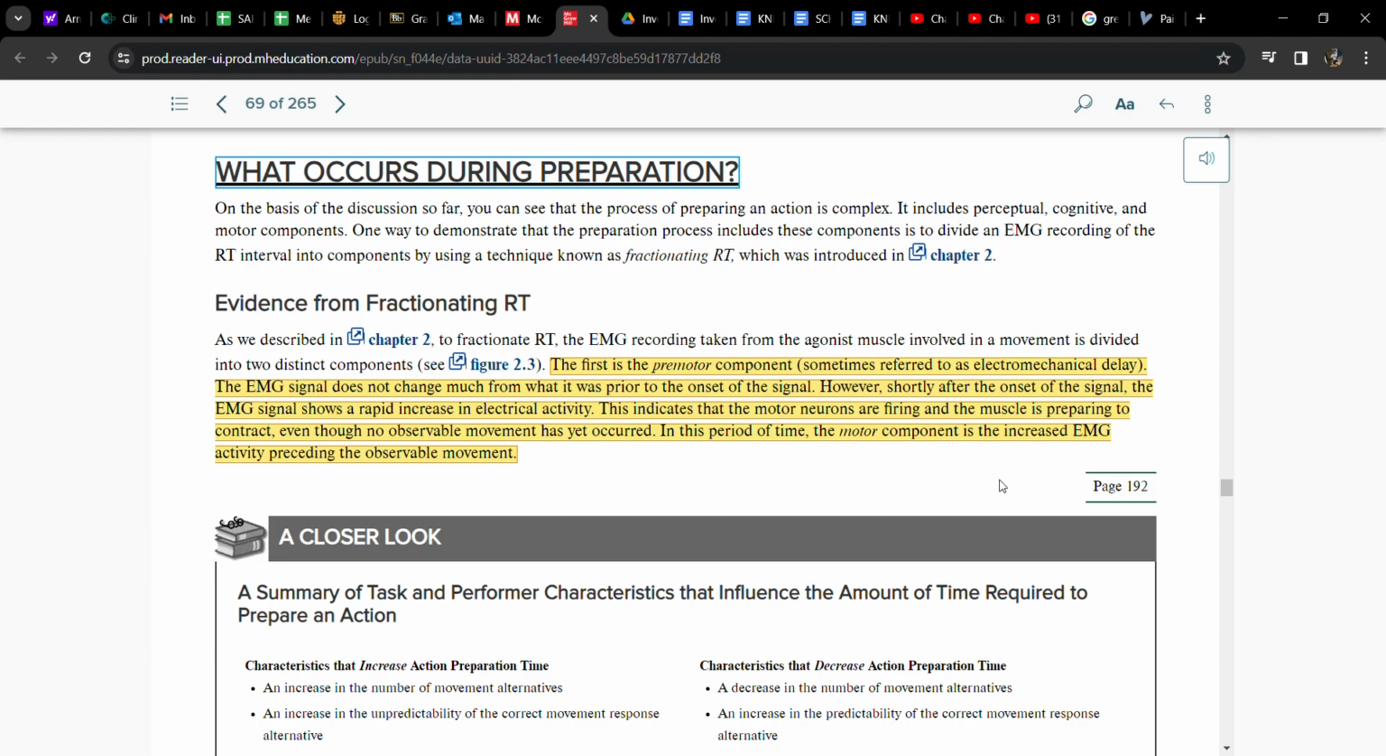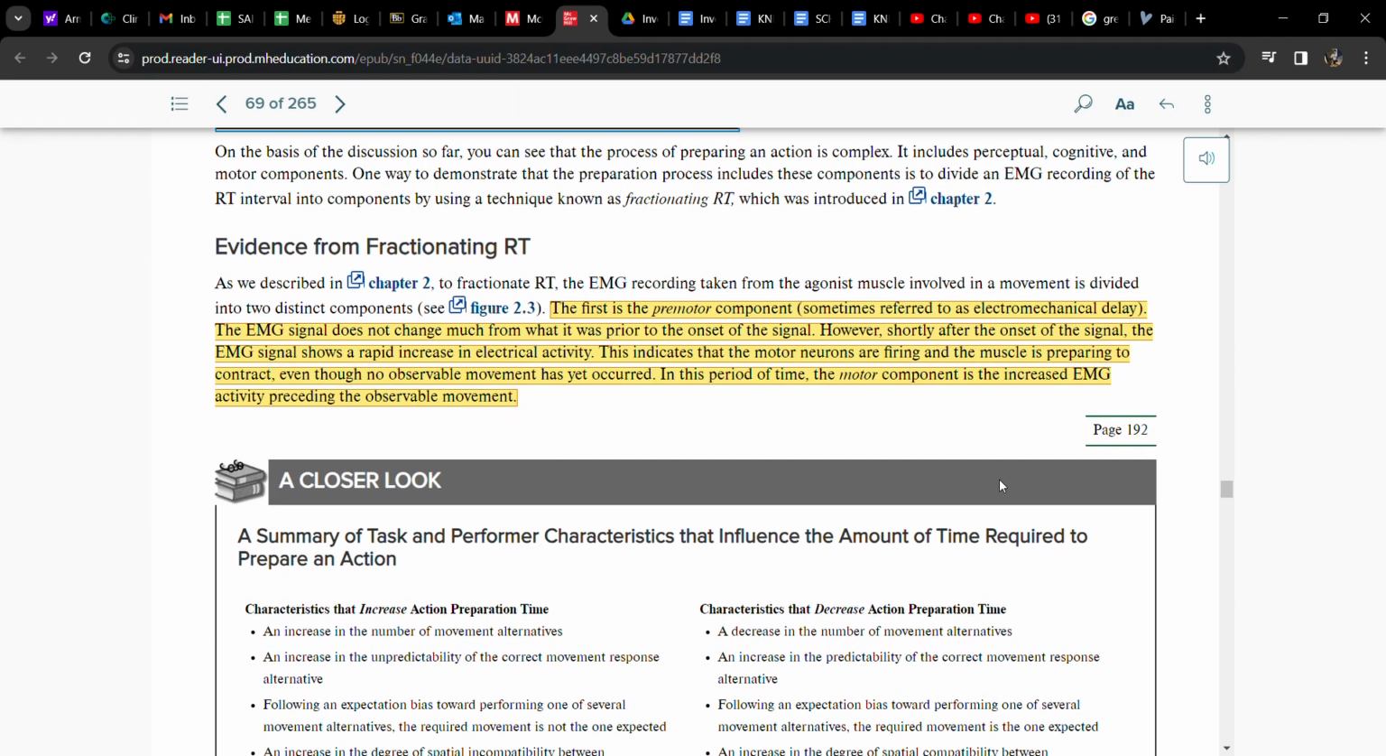moving. So this is called fractionating reaction time. We're breaking down reaction time into different components. So again, just touch base on that EMG component back in chapter 2. That will help you tie back into this part in chapter 8.